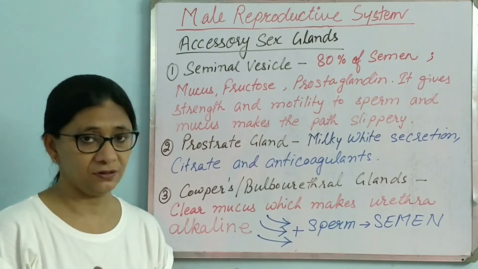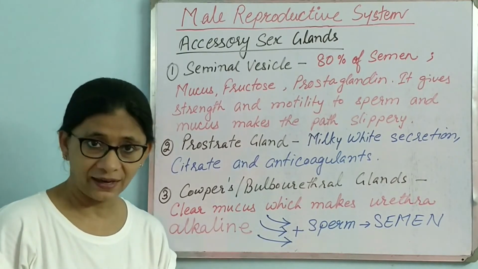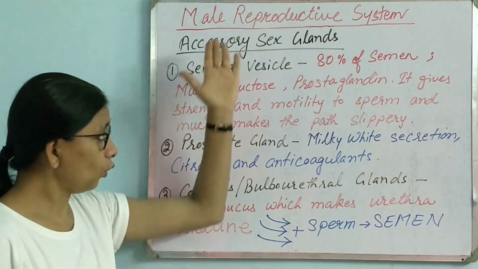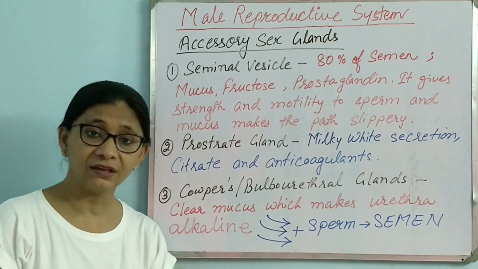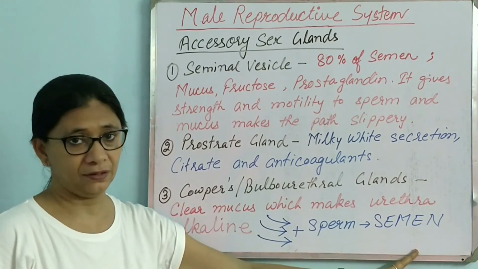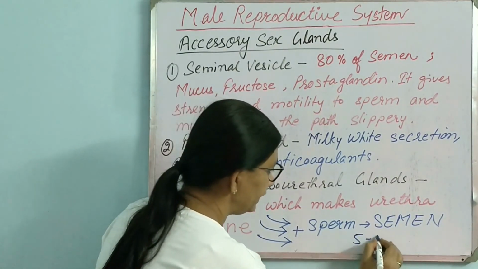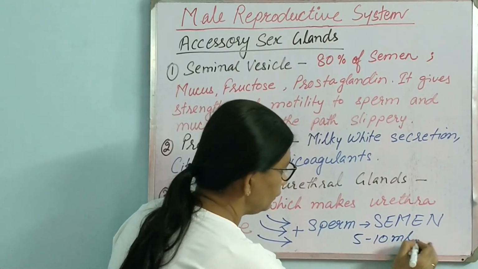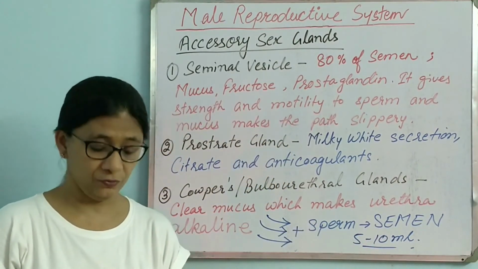When sperm is traveling along the vas deferens, getting the sexual excitement, then all these glands are also getting stimulated and they release their secretion into the path, and the whole thing makes semen. In one discharge there is some 5 to 10 ml secretion. It contains 30 crore sperms.